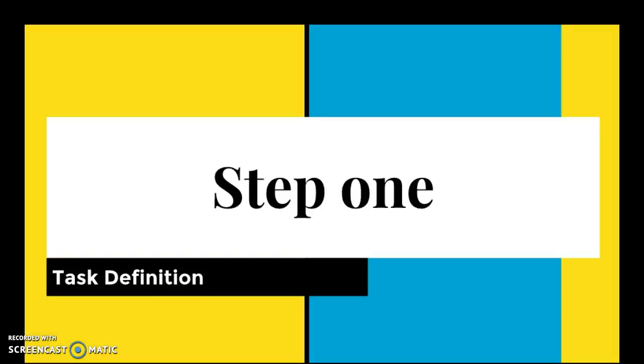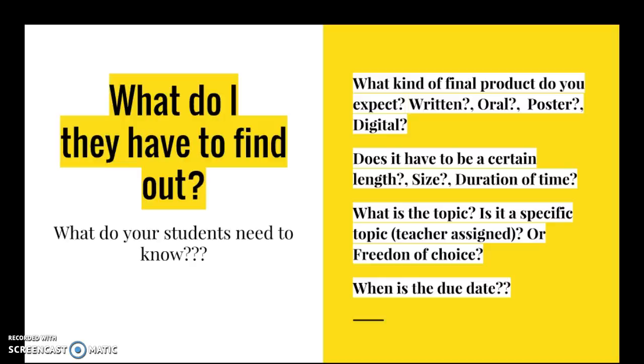So step 1 of the Big Six is task definition. And in task definition, that is where you are explaining to the students exactly what you want them to do. And the students are asking, what do I have to find out? What do they need to know? What do you want your students to know? The first thing they need to know is what kind of final product do you expect? Is it going to be written, oral, poster, digital? Tell them that right up front. It helps to ease their minds. They know what they're doing.